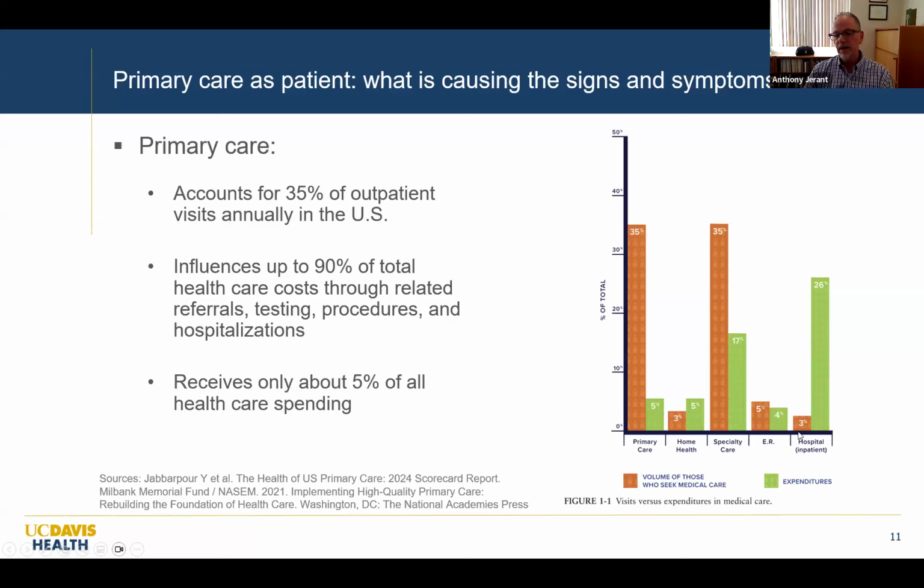This shows, for example, that hospital inpatient care accounts for only about 3% of the volume of those seeking medical care, but obviously the costs are way, way higher. Specialty care is sort of intermediate, but you can see, even though, again, 35% of visits, 17% of the resources go into specialty care in terms of spending.